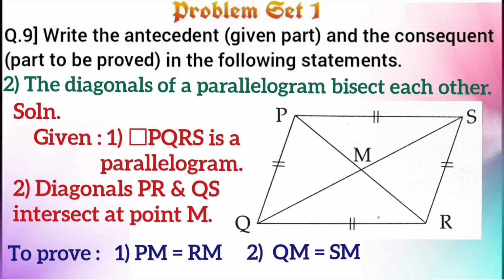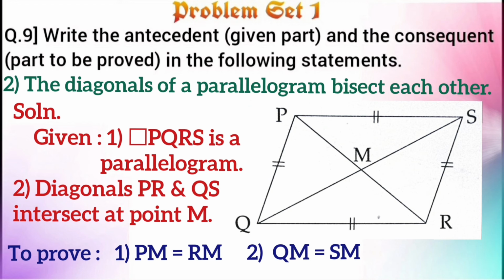First one is PM equals RM, because diagonal QS is bisecting diagonal PR into two equal parts. So that's why we'll get PM equals MR. Similarly, the second to prove will be QM equals SM, because in this case diagonal PR is bisecting diagonal QS into two equal parts, that is QM and SM, and both are equal.